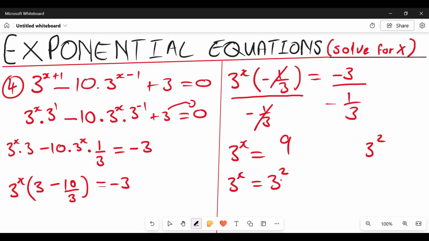We know that this is 9. So since the bases are the same, the exponents will equate each other. So x is going to be equal to 2. Guys, this is how you do this one here.